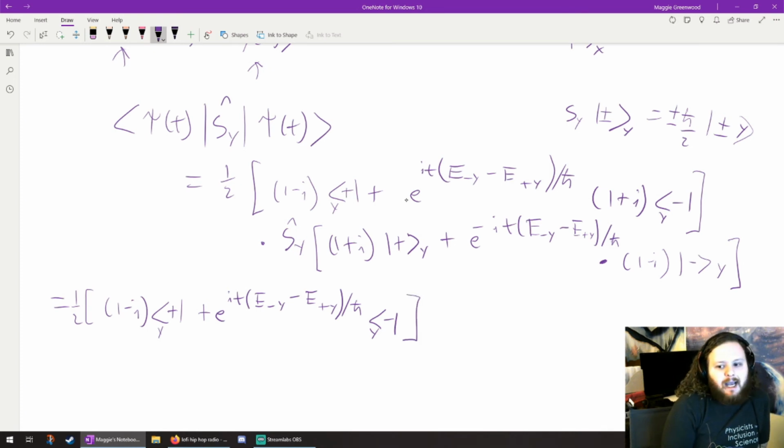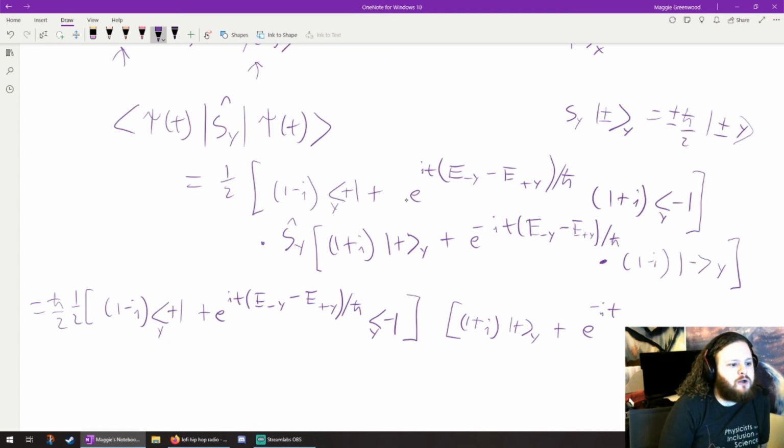And then SY acting on plus Y and minus Y are going to give me both h bar over 2 with a plus or a minus sign depending on which ket it's acting on. So I'm going to pull the h bar over 2 all the way out to the far left. And then what will be left in front of plus Y is a plus sign, and what will be left in front of minus Y is a minus sign from the action of SY on those states. So then I get a 1 plus i. Plus Y is just going to be left with plus Y. E to the stuff is still going to be e to the stuff.